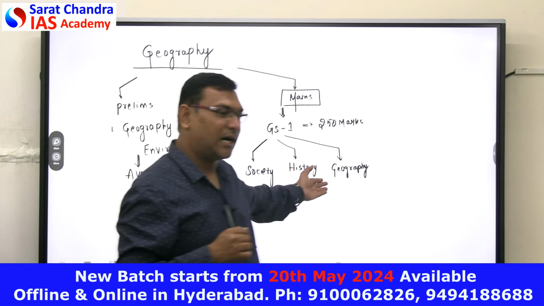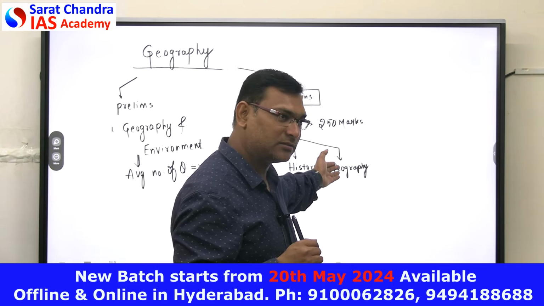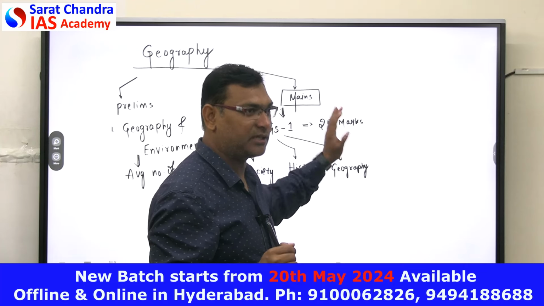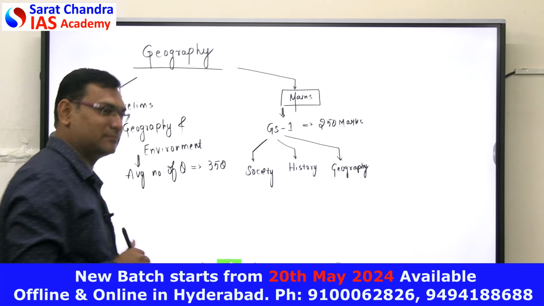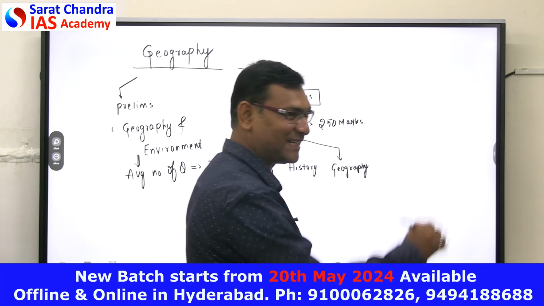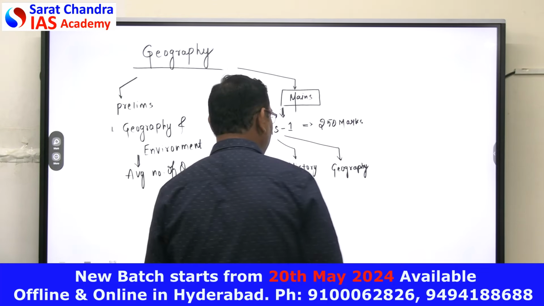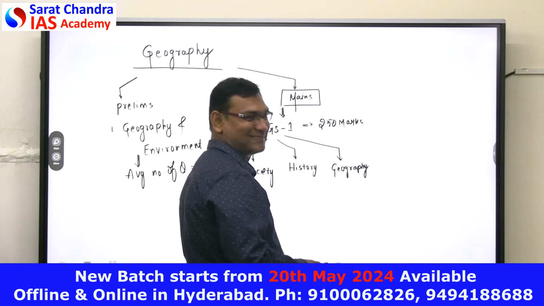It includes art and culture, modern world history, post-independent history also. Then come on, what should be the weightage? Below 50.